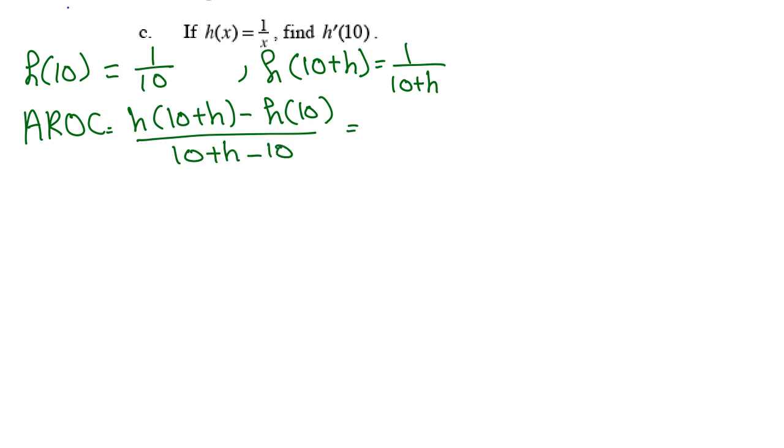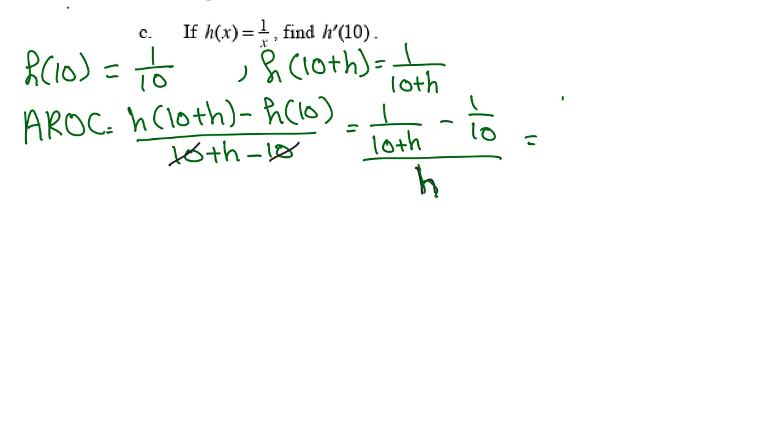Simplifying further, the h of 10 plus h, we just found this one, it was 1 over 10 plus h, minus h of 10 is 1 over 10, divided by, those cancel out, leaving us with just an h in the denominator. Simplifying further, I can envision right away, if I do my IROC, I'll be dividing by 0, so I know that I need to work more on this equation, so I'll add the 2 fractions in my numerator.